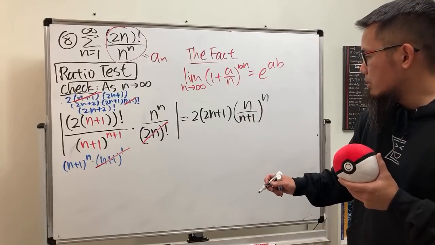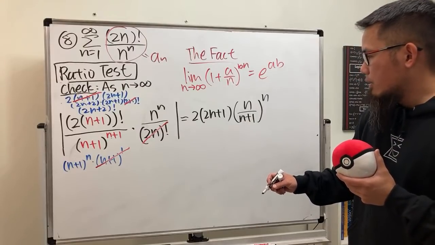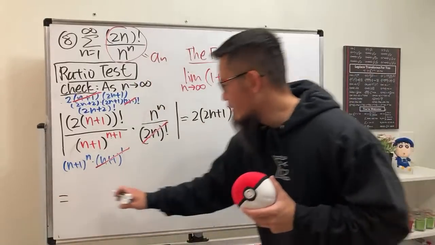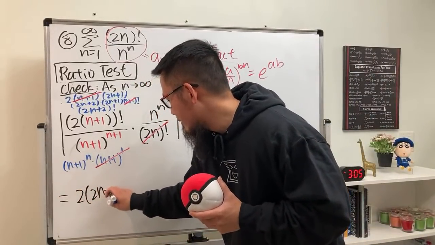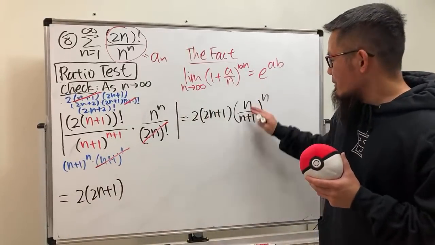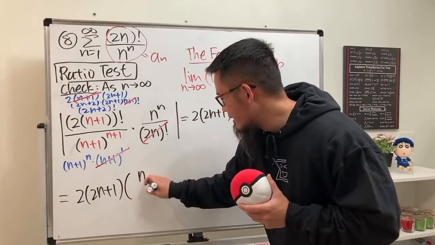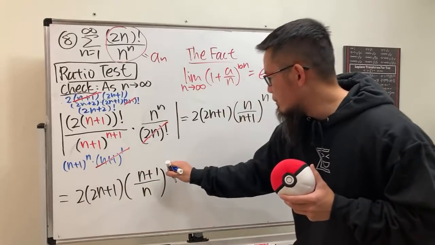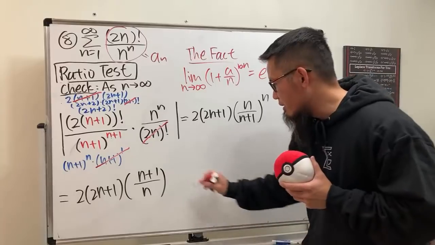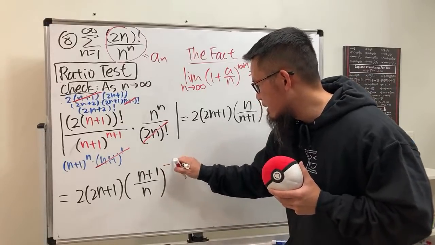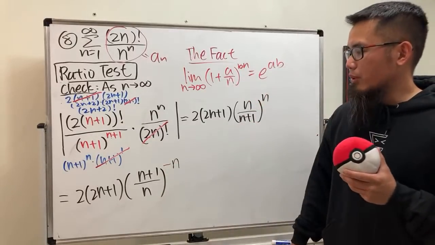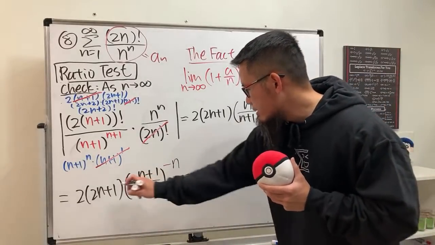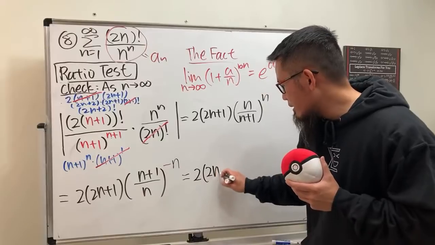Let me actually write it down right here. Hopefully you guys don't mind. We still have the 2 and then 2n plus 1. And for this, I'm going to just turn it upside down like so, n plus 1 over n. But I will actually do the negative power here. So this becomes negative n. So I can just do a reciprocal like that. And now check this out. This right here is 2 times 2n plus 1.